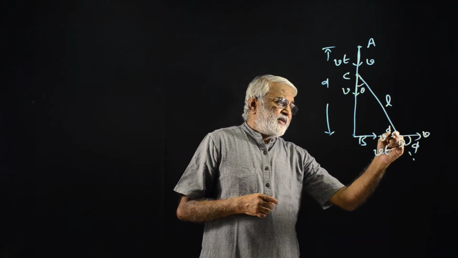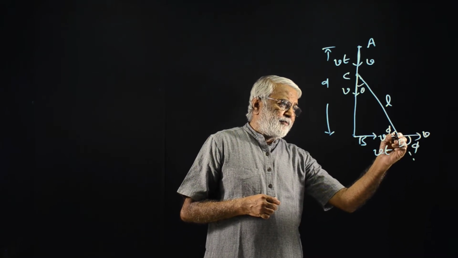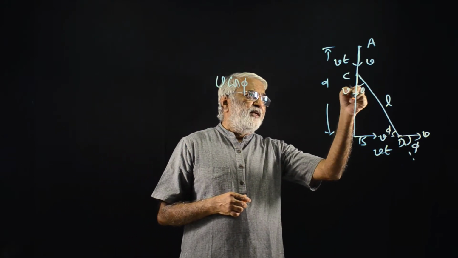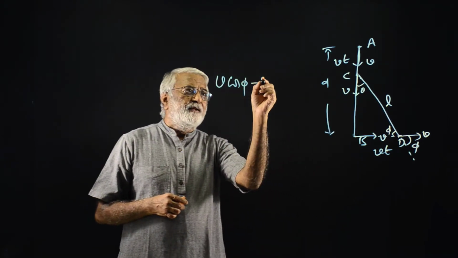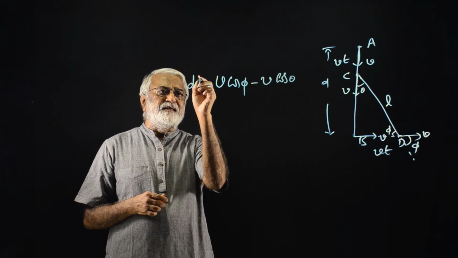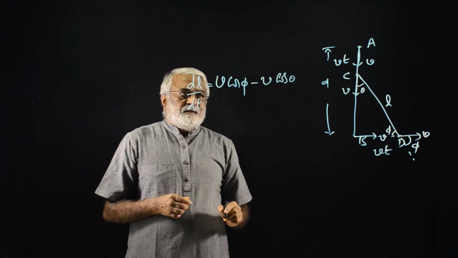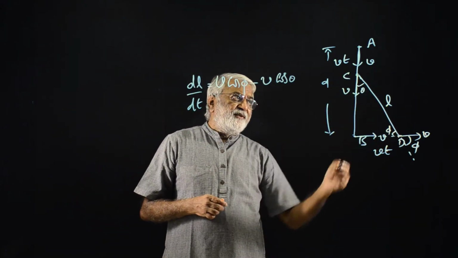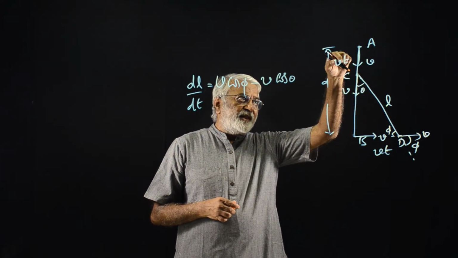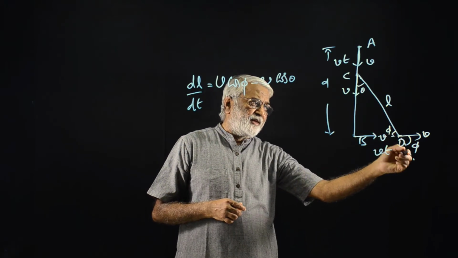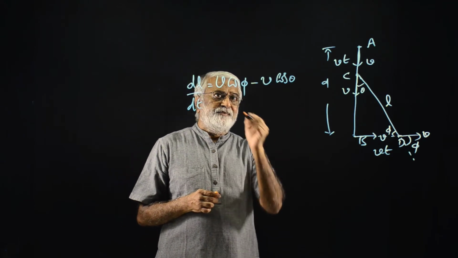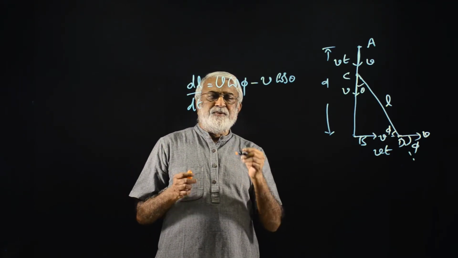So L increases at the rate v cos phi due to B's motion, and it will decrease at the rate v cos theta due to A's motion. This is the rate of change of L, and we're getting that directly. The ends of this line are moving at different speeds, and we're getting the components of the velocities along the line. V cos theta causes the length of the line to decrease, and v cos phi causes the length to increase. At the initial moment, theta is 0 and phi is 90, so dL by dt is minus v.